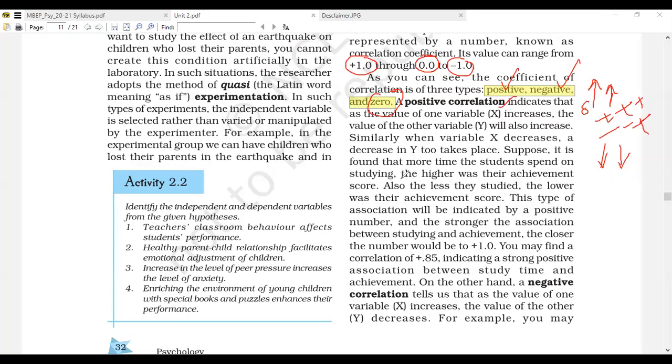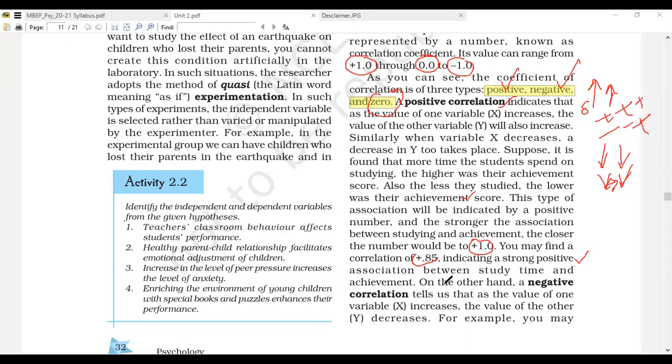Also, the less they studied, the lower was the achievement. The higher they study, the more the achievement is. And this type of association will be indicated by a positive number. And the stronger the association between studying and achievement, the closer the number would be to +1.0. As the amount of time increases, the value also increases, indicating a strong positive association. Like these variables, the relationship between these variables can also be understood.